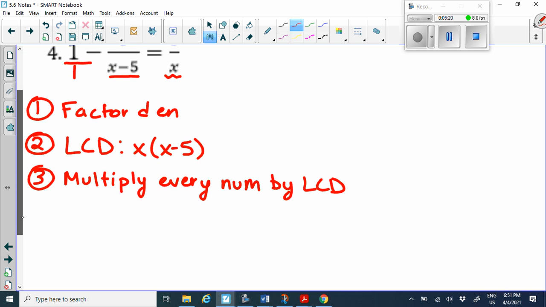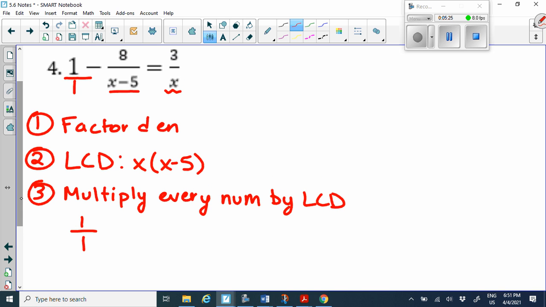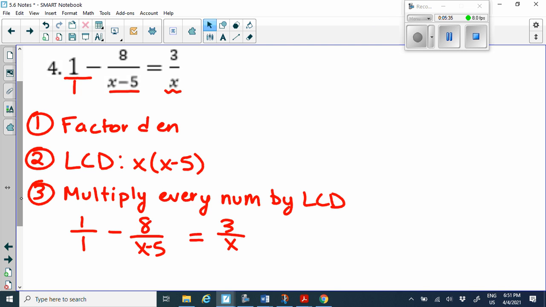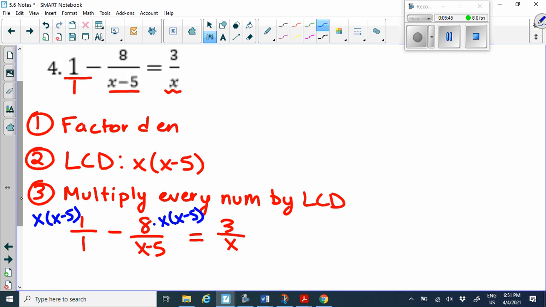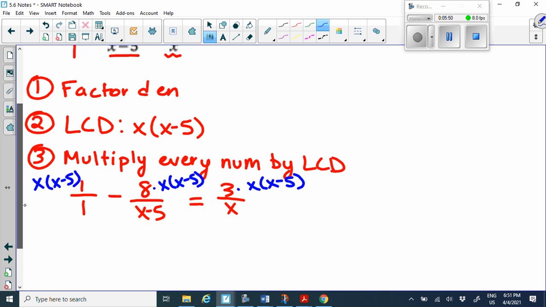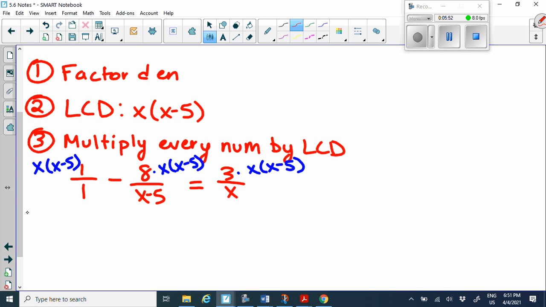So I'm just going to rewrite this. So I have 1 over 1. Remember, anytime you need to make something into a fraction, put it over 1. Minus 8 over x minus 5 equals, I'm going to leave myself some room here, 3 over x, because I know I'm going to multiply. Okay, so our LCD is x and x minus 5. Multiply that by here and here. Okay, now we need to simplify. So I multiply and simplify.